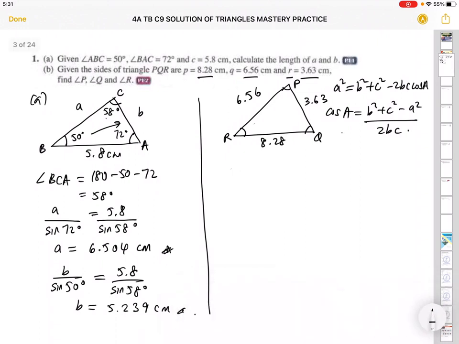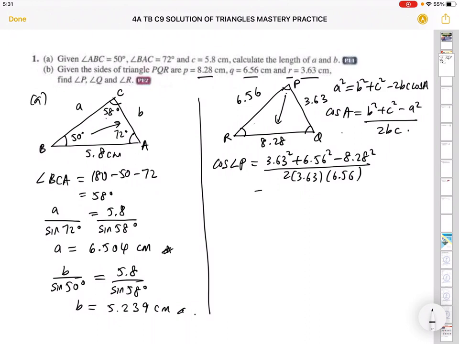If you're looking for angle B, your opposite side, which in this case is A, is 8.28. The other two adjacent sides will be B and C, which are 3.63 and 6.56. So I'm going to write cos angle B as 3.63 squared plus 6.56 squared minus 8.28 squared, divided by 2 times 3.63 times 6.56. Use your calculator, whatever you get, shift cos. I've got 105.03.